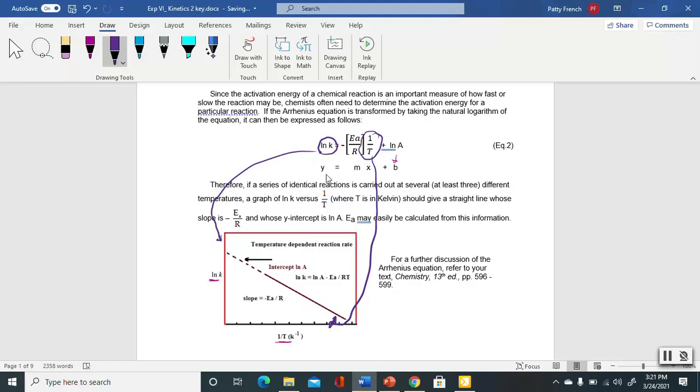And that will give us our slope, which is m, equal to negative activation energy divided by R. And that, of course, is what we're looking for. We'll also be able to find the frequency factor, since the y-intercept, b, is ln of the frequency factor.